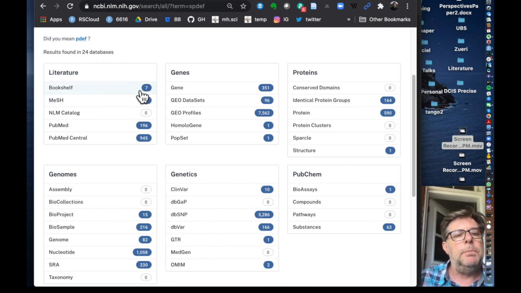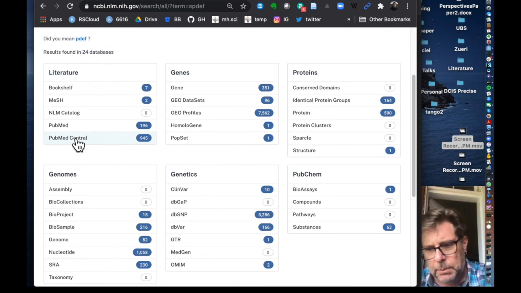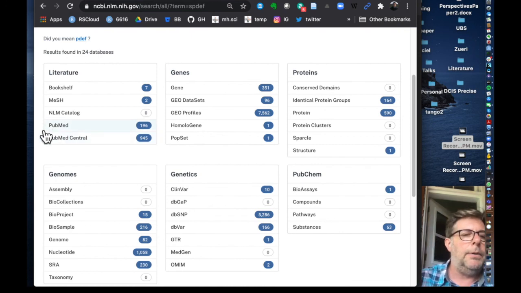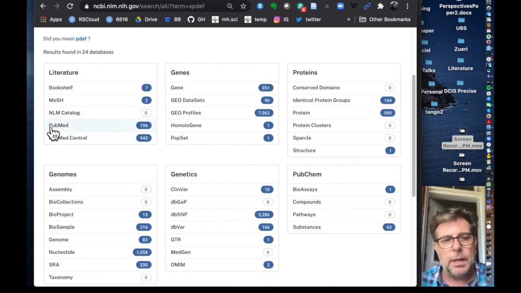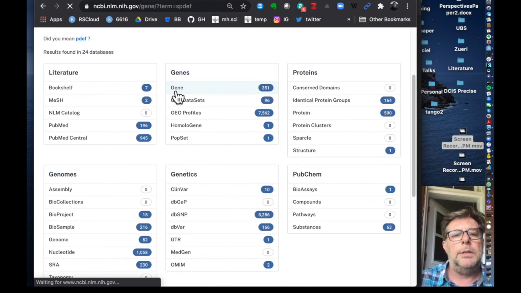So, for example, SPDEF showed up in 7 books. Okay, so NCBI also houses medical literature, life science literature. PubMed are all journal papers, and PubMed Central includes, for example, conference proceedings and abstracts. It's a bit more general than PubMed, and these are incredibly important tools, right? If you haven't used PubMed by now, you will if you stay in science. SPDEF shows up in 351 genes, so we can take a look at that. That seems kind of ridiculous, right?